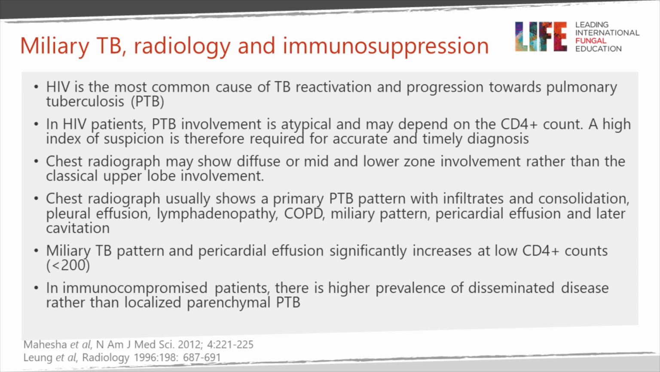And sometimes you may get a primary pattern, as I described earlier, with an area of consolidation and lymphadenopathy, perhaps with a pleural effusion. And then this can lead on, without the intervening years of being well, to the miliary pattern and possibly even pericardial effusion. So low CD4 counts significantly increases the risk of miliary TB and also pericardial effusion.